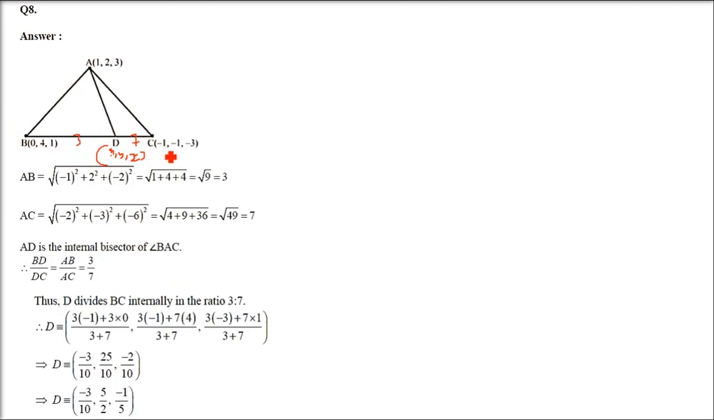So x will be (0 into 7 plus -1 into 3) divided by 2. This is your x point. Then (-1 into 3 and 4 into 7) divided by 3 plus 7, second point. (-3 into 3 plus 7 into 1) divided by 3 plus 7 equals third point. So these are your points.